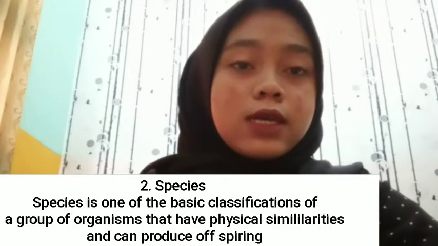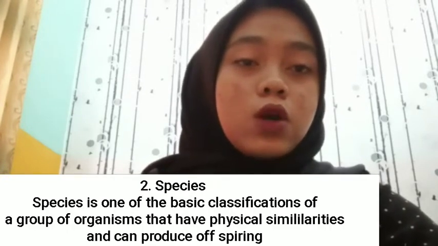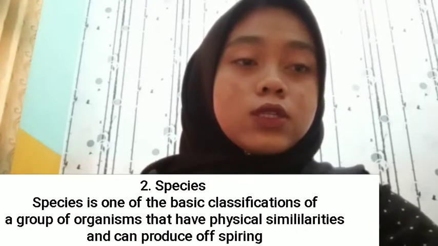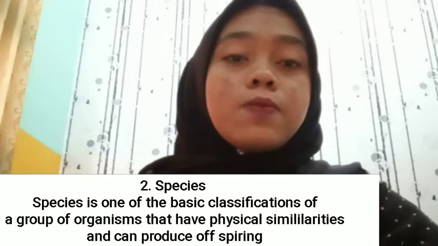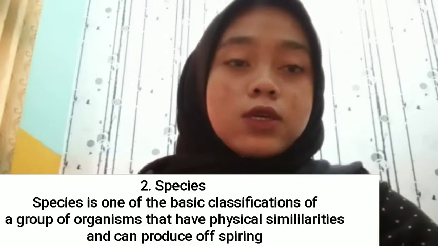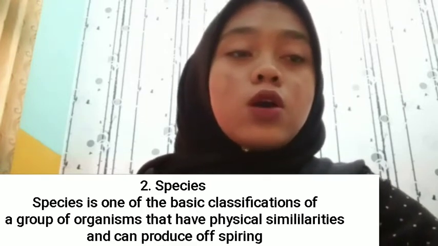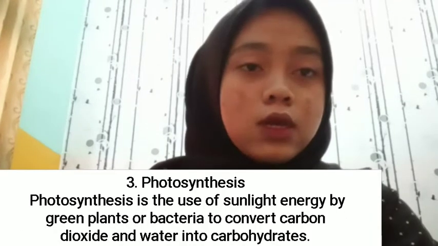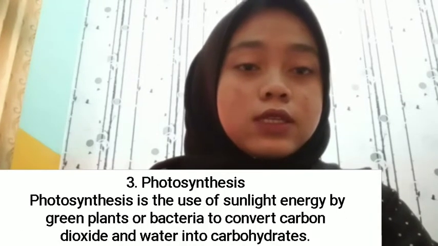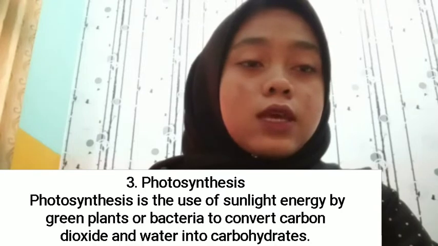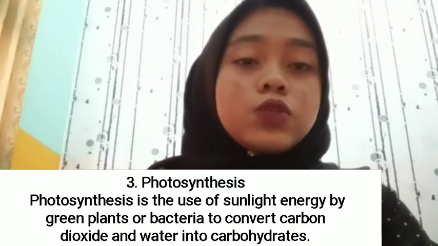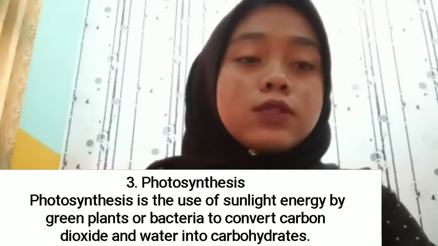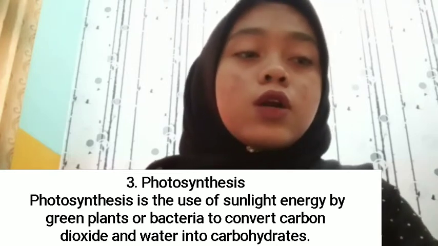2. Species. Species is one of the basic classifications of a group of organisms that have physical similarities and can produce offspring. 3. Photosynthesis is the use of sunlight energy by green plants or bacteria to convert carbon dioxide and water into carbohydrates.